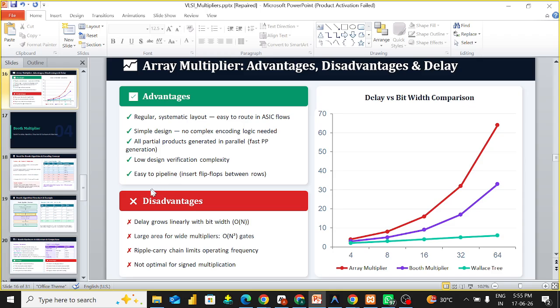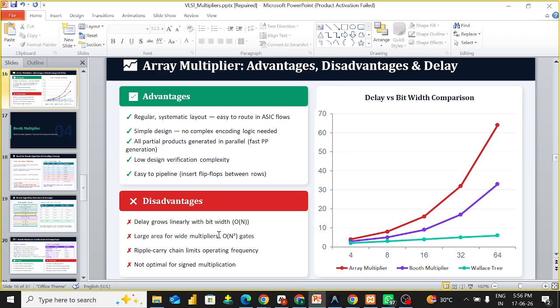So disadvantages are: delay grows linearly with bit width. It means if your input is 8 bit, 16 bit, 32 bit, or 64 bit, then the delay will increase. Why? Because obviously you are using full adders for addition. As the input bits keep increasing, you will get the propagation delay, right? So that's why delay grows linearly with your bit width.